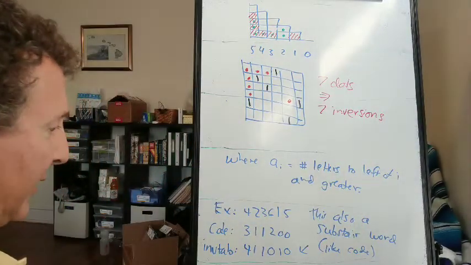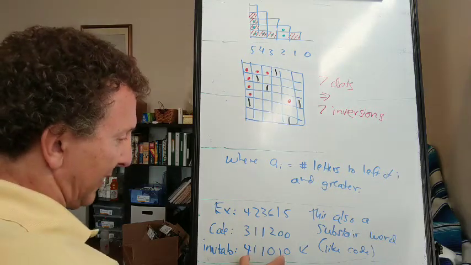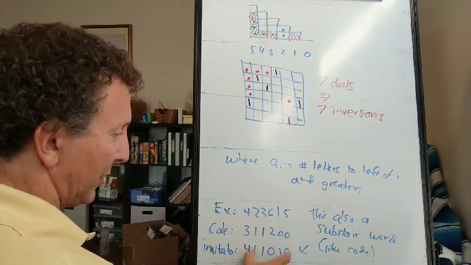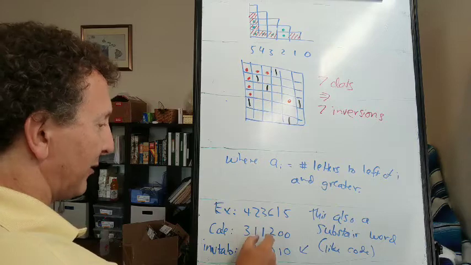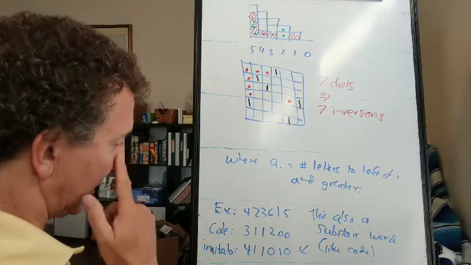And if we add the components of the inversion table, that's 4 plus 1 plus 1 plus 1. If we add these, that's 5 plus 2, which is 7 also. So they're consistent.